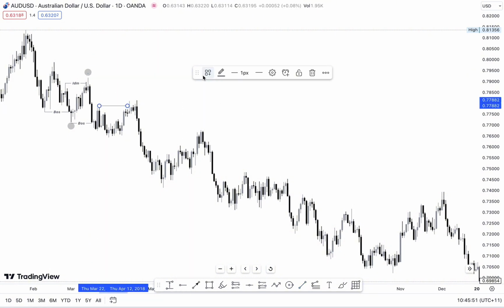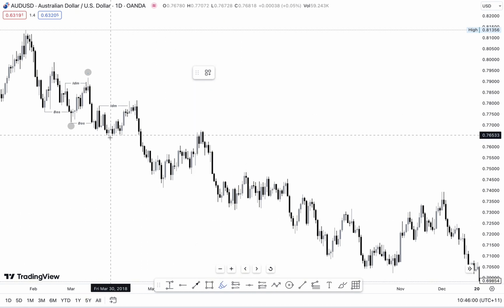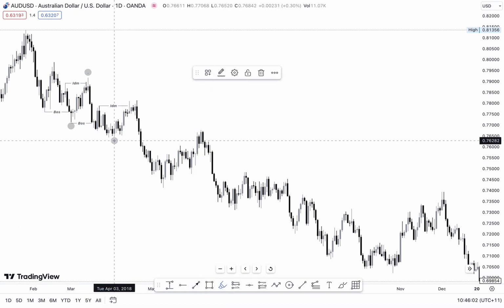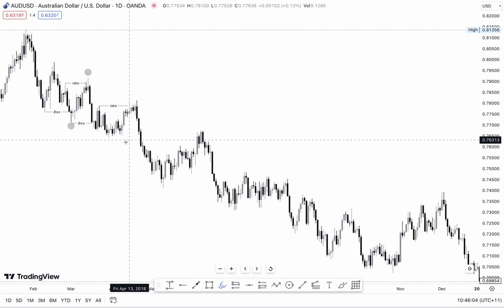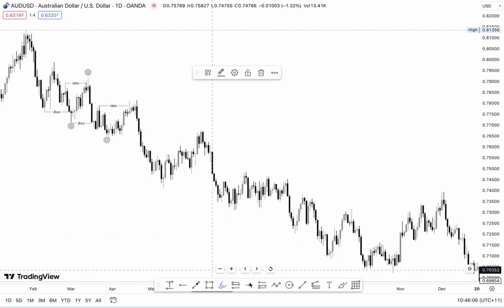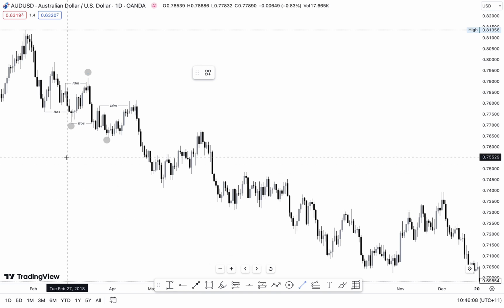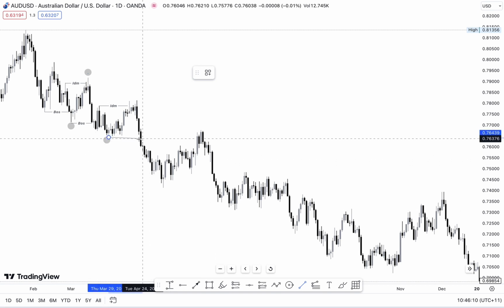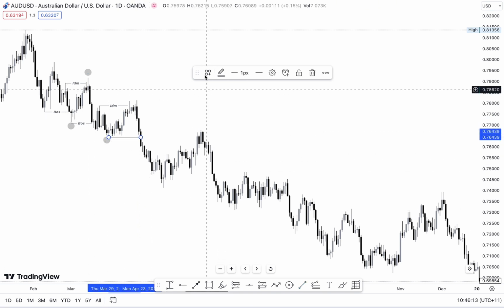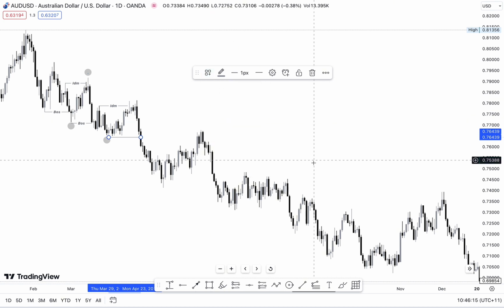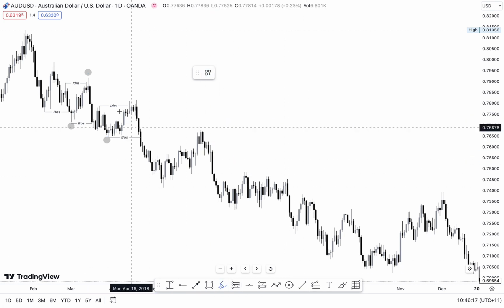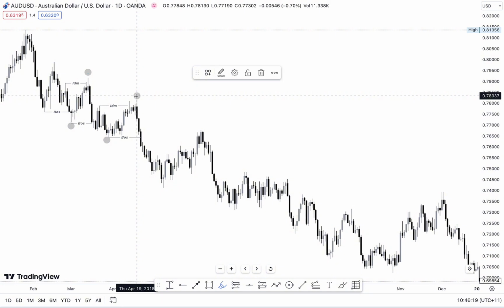After our first pullback has been identified, or our inducement has been taken out, what do we do next? We identify our lower low, which is here. Then after the break of this lower low, where do we identify our lower high? The highest point, which is here.